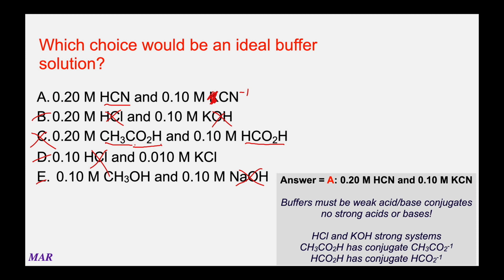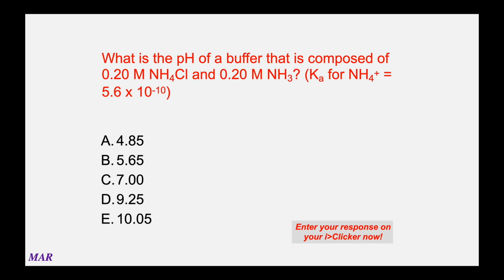Don't have any strong acids and strong bases in your buffer. The two systems must be conjugates. They can't both be weak acids, which is what ended up happening there on C. Pretty crazy. But this is a good way to pick out which one of those would be the best buffer system. So here's another buffer question.